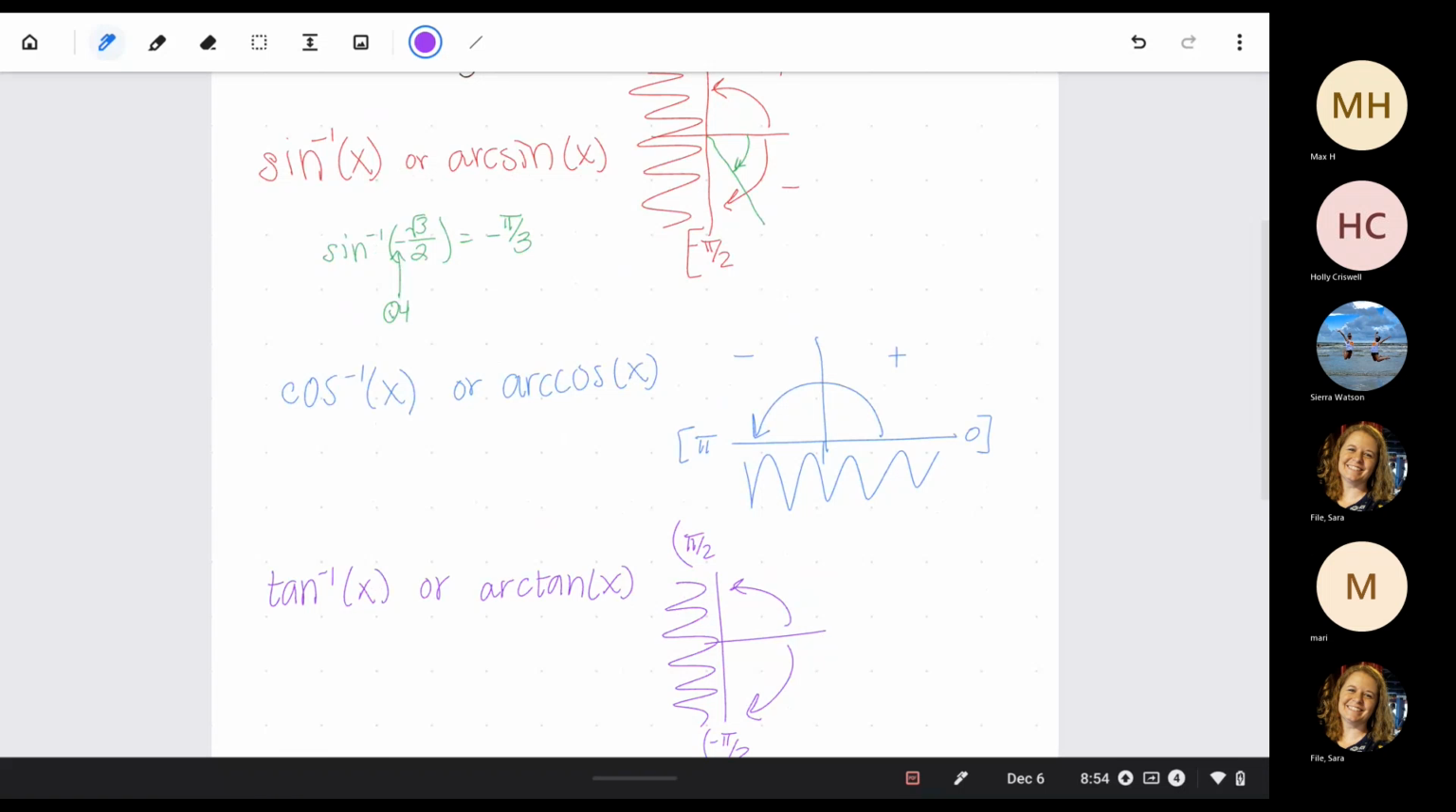Okay, so now do y'all get where the inverse answers can come from for those three? Go ahead, Holly. If cosine is negative, like in the parentheses, do you still go from 0 to get to it? Yes, because it's the cosine value that's negative over here, not the angle that's negative.